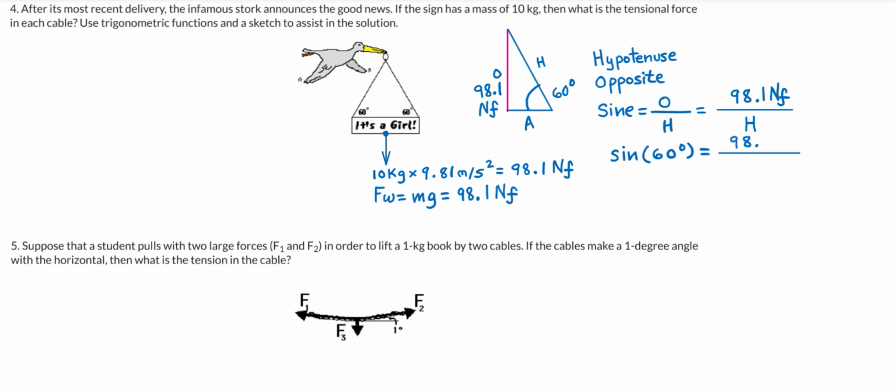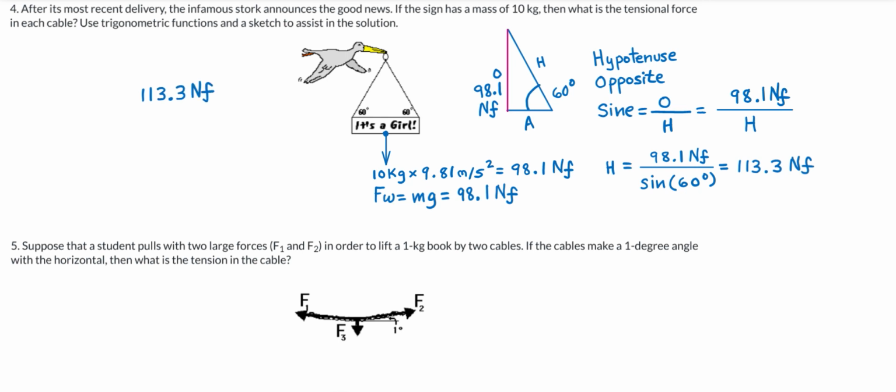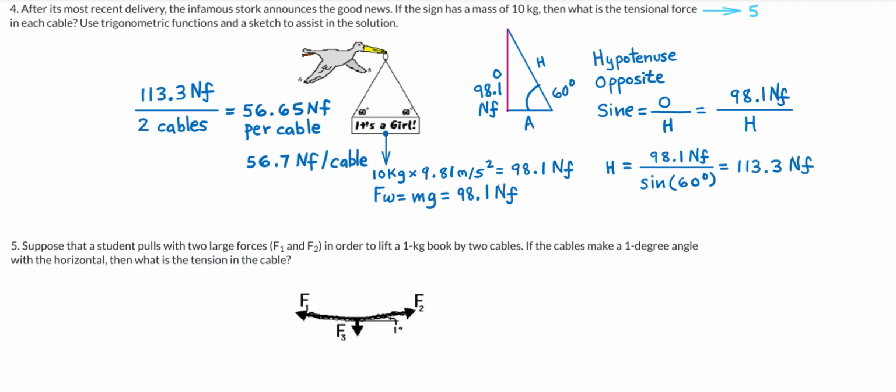Sine of 60 degrees is equal to 98.1 newtons force divided into H, so we just swap these around. Get 113.3 newtons force, then divided into two cables. So we round that to 56.7 newtons force per cable, or 12.7 pounds force per cable.